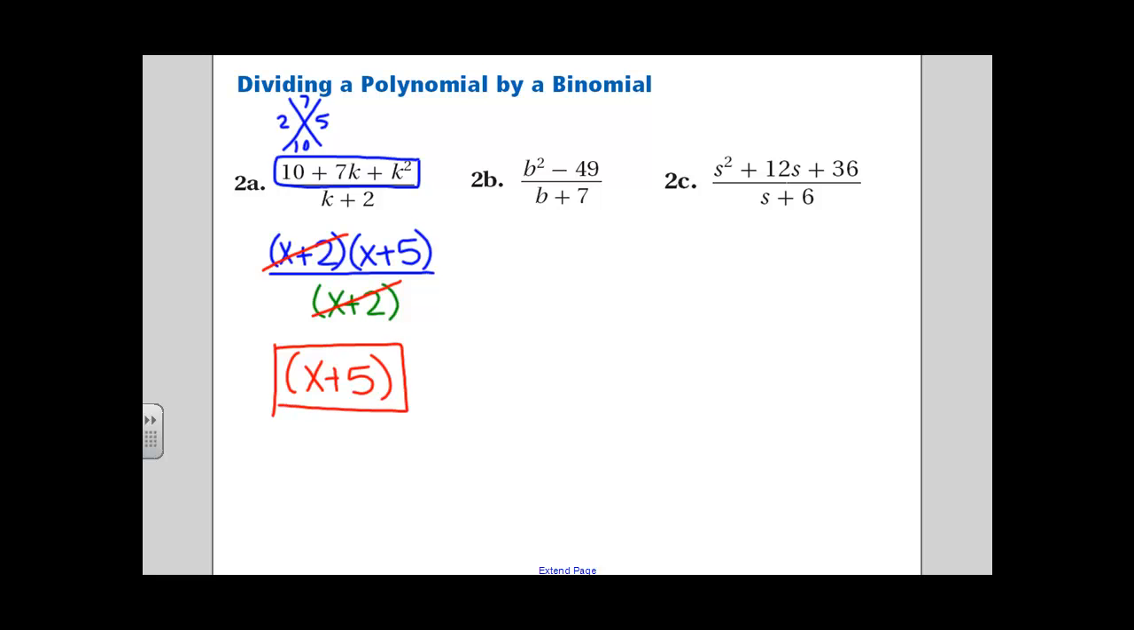And I know you guys are thinking, well, we already did this stuff, but we technically did this stuff when we were multiplying. We divided them out. Multiplication and division are best friends. Try 2b and 2c on your own.